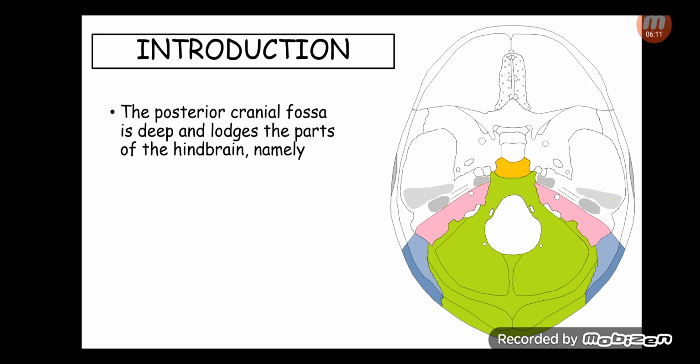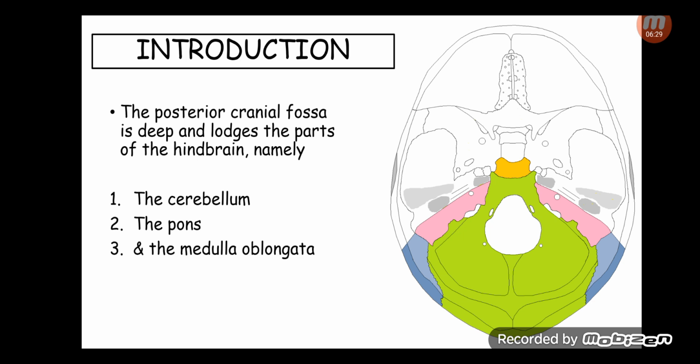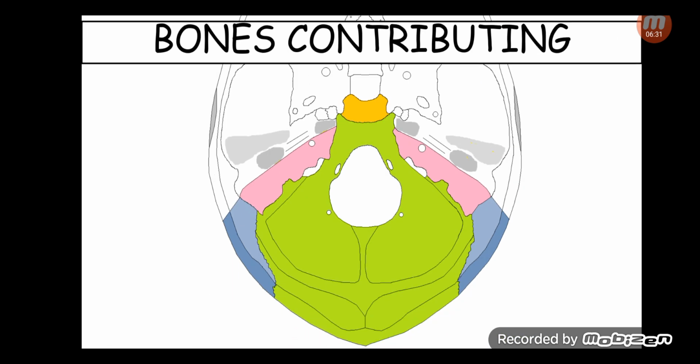This colored part in the cranial cavity is the posterior cranial fossa, as it is located at the back side of the skull or back side of the cavity. That's the reason it is called posterior cranial fossa. Posterior cranial fossa is deep and lodges the parts of hindbrain, namely the cerebellum, the pons, and the medulla oblongata.